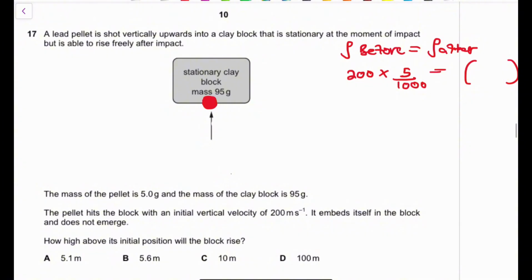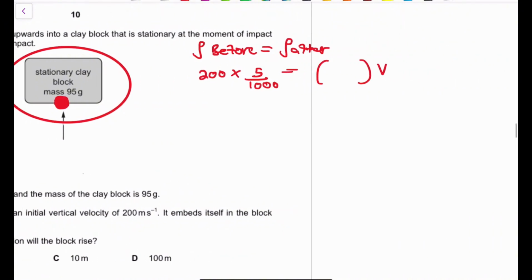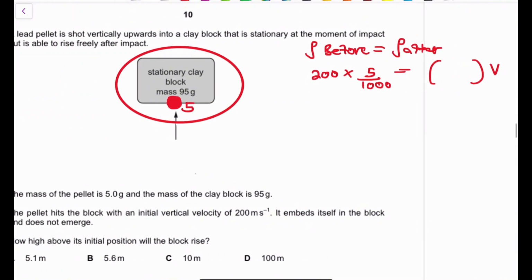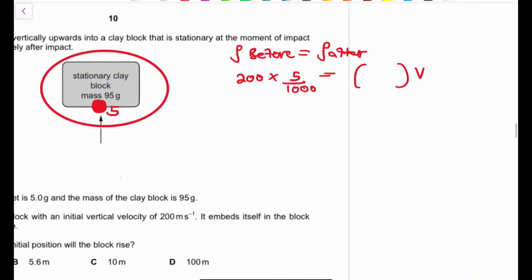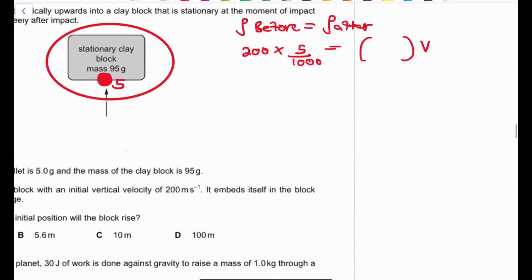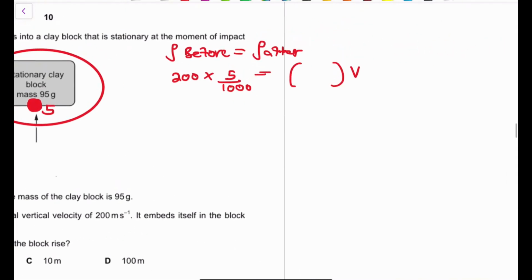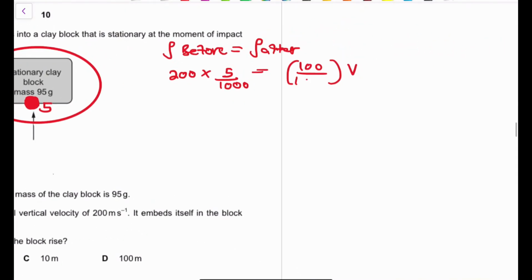And then this whole system altogether is going to move upwards, right? Because they're now going to move together, at one velocity. So we're basically going to treat all of this as one complete system. Since this is a mass of 5 and this is a mass of 95, they're going to move as one particular thing. It's like the pellet never existed at all. They're now one thing, which is going to have a mass of 100 divided by 1,000.